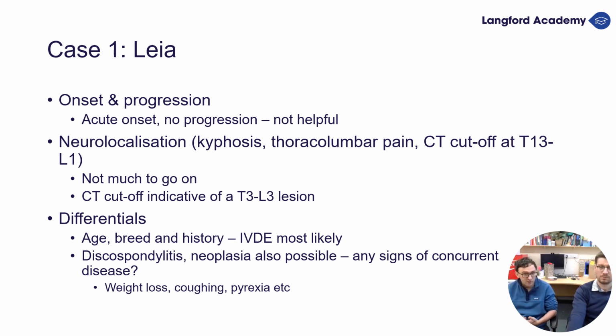This patient probably presented quite quickly. From a neurolocalization point of view, we've got kyphosis, thoracolumbar pain, and a cutaneous trunci cutoff at T13-L1. Not a lot to go on, but the cutaneous trunci cutoff would be indicative of a T3-L3 lesion. Based on this dog's age, breed, and the history, I'd expect an intervertebral disc extrusion the most likely cause, although without further investigation we can't rule out discospondylitis or neoplasia. However, we'd hope to see some signs of concurrent disease such as weight loss, coughing and pyrexia, which aren't present in this case.